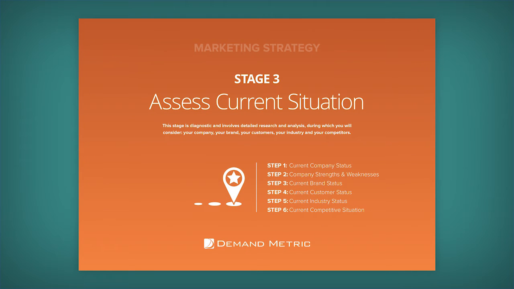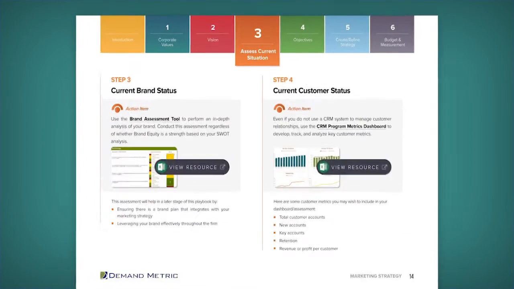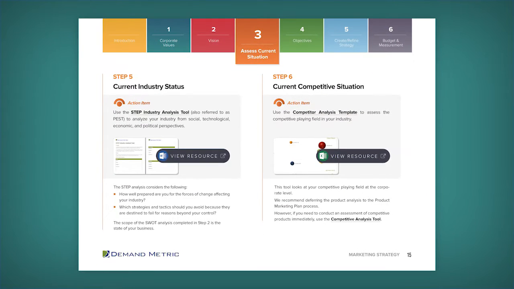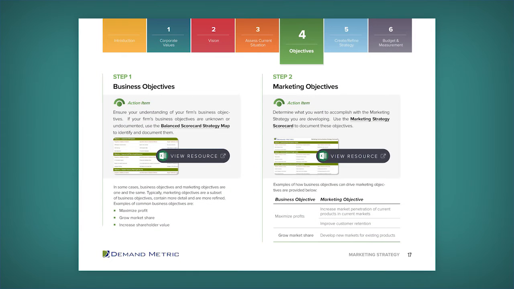In stage 3, we're going to assess the current situation, and here we're going to start with the current company status, company strengths and weaknesses, current brand status, current customer status, current industry status, and current competitive situation. In stage number 4, we focus on objectives. And here, step 1 is business objectives, followed by step 2, marketing objectives.